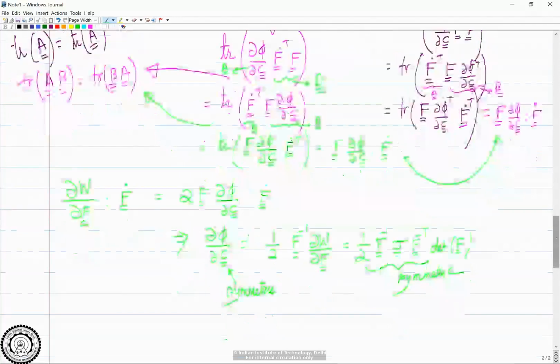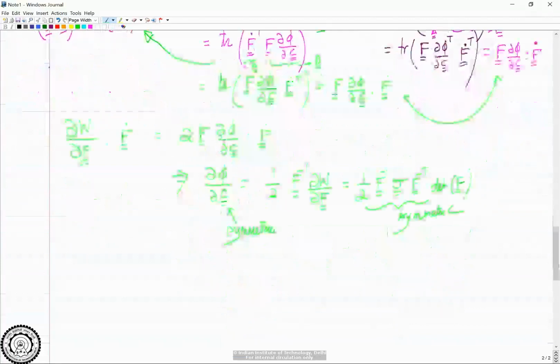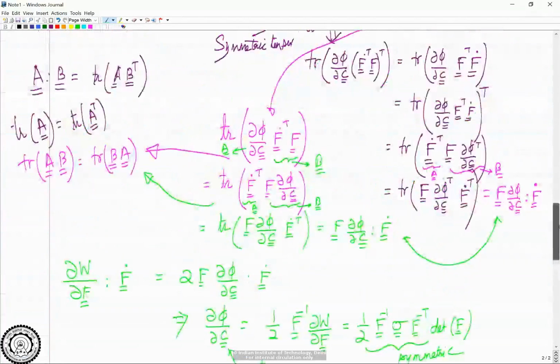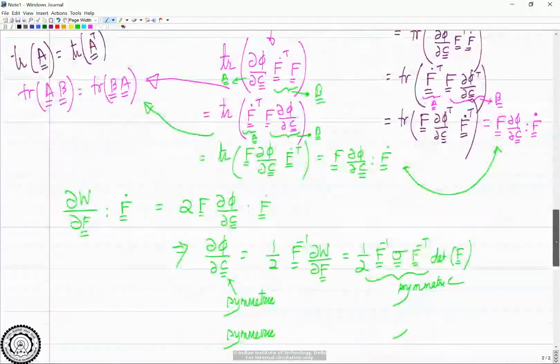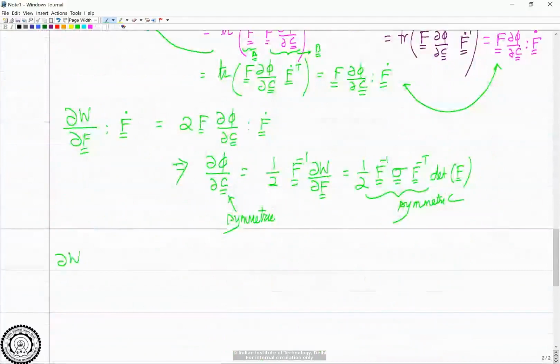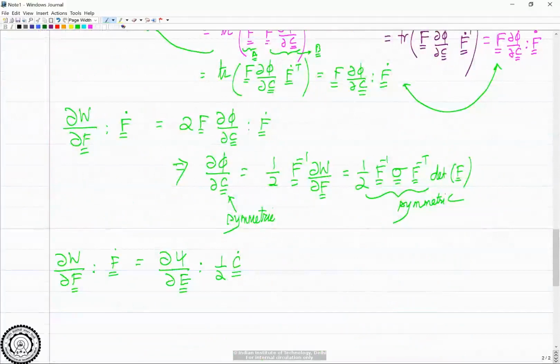Okay, likewise, can you think of how I relate the second PK, this thing here? So if you do the business again, you get del W over del F double contraction F dot is equal to del psi over del E double contraction E dot. But E dot, you know this is half of C dot, because E is half of C minus I, so it is the same as half of C dot. But C dot we just found out.